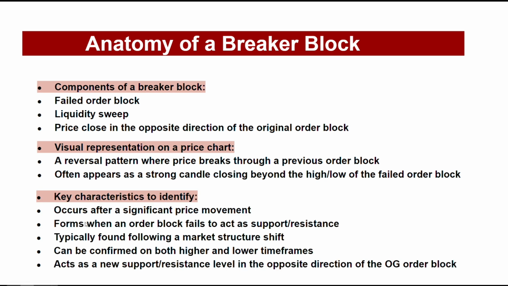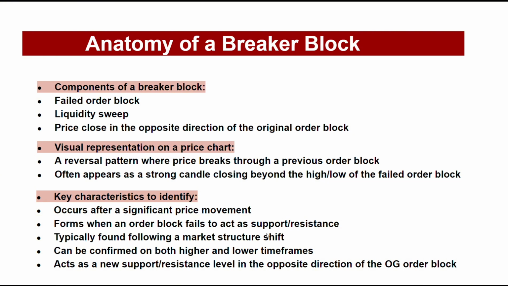The key characteristics to identify these: it occurs after a significant price movement. So we get a big drop lower for 2 days and we're looking for a potential reversal. That is when we can look for a good breaker block. That's when we'll look for sell side levels to be swept. It forms when an order block fails to act as support or resistance. Pretty self-explanatory. When an order block does not work, that is when we can see a potential breaker block formation.